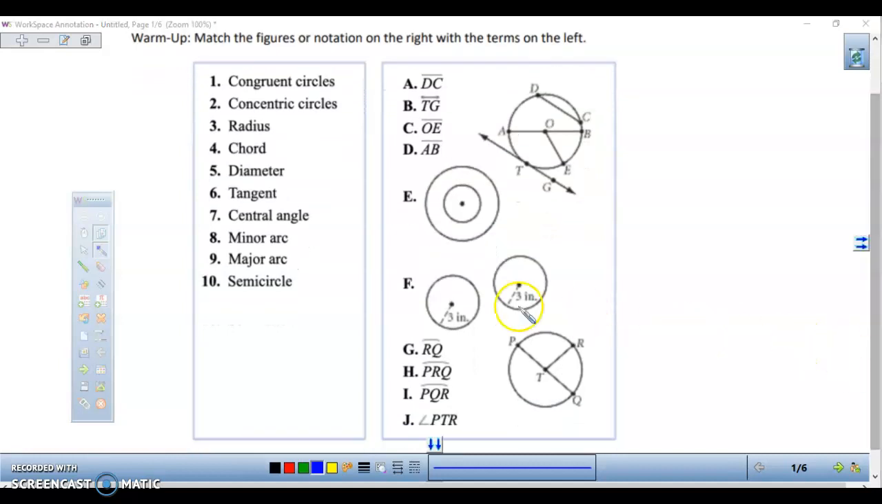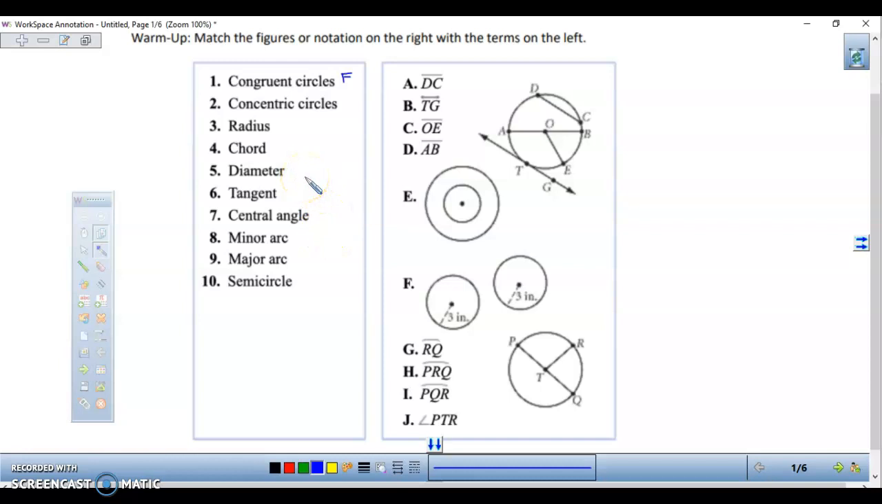Welcome back. All right, here we go. Let's take a look and see what you got. So first one is congruent circles. Congruent circles by definition are two circles with congruent radii. And you can see that that would be option F. You have two circles, each radius is 3, so there we go, they are congruent.